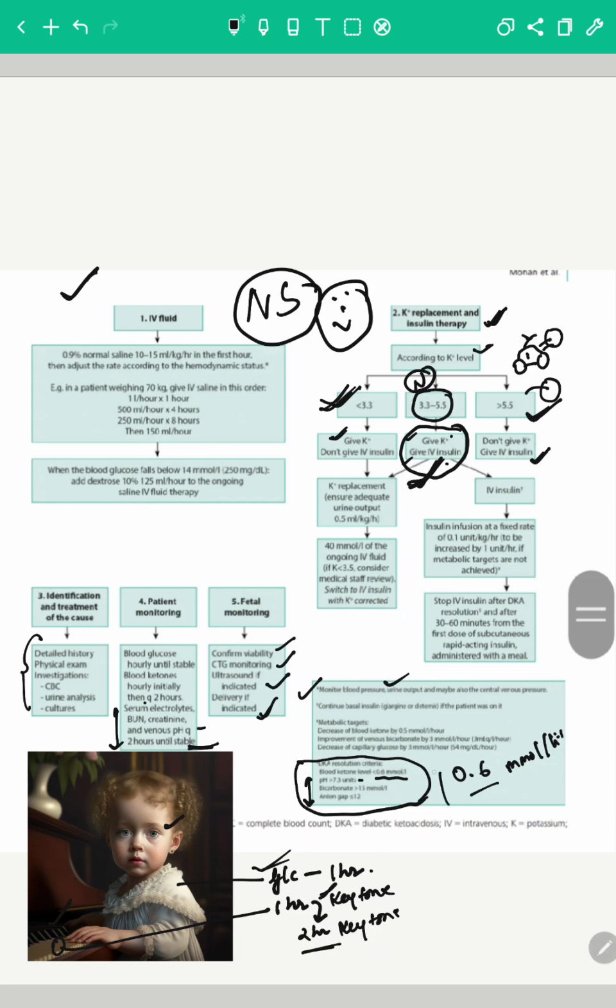Also, one more take home message is the resolution criteria of less than 0.6 millimoles per liter of ketones in the blood, which if you can remember is going to be really helpful.